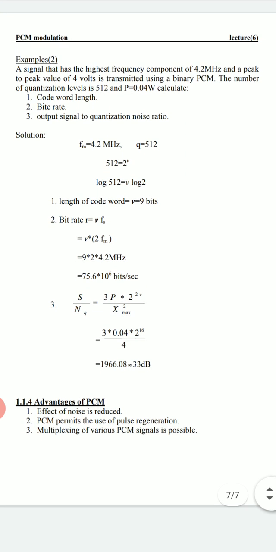modulation. Here we have finished the numericals on pulse code modulation. Thank you.